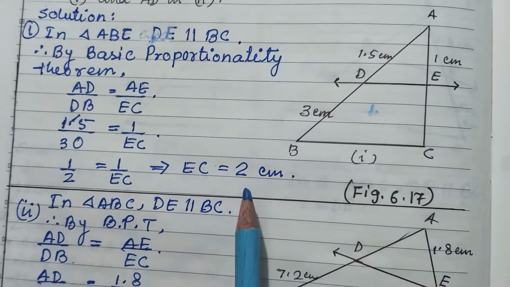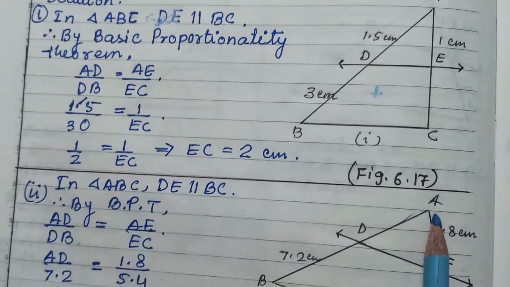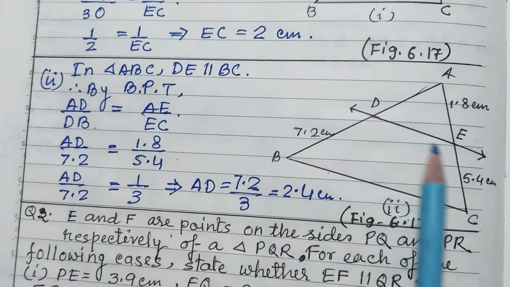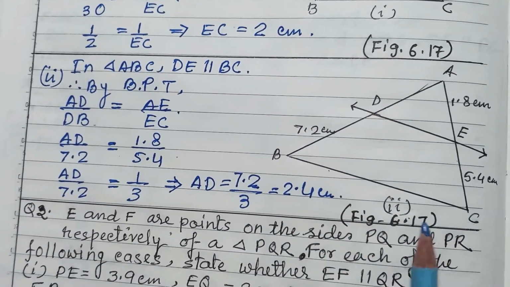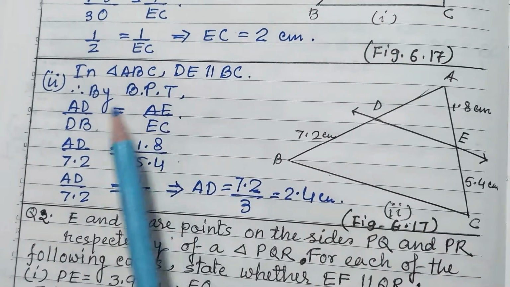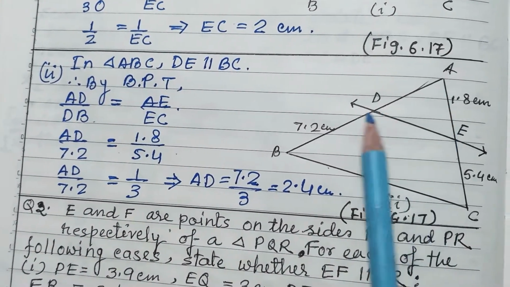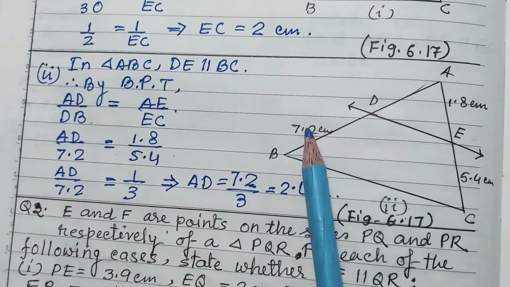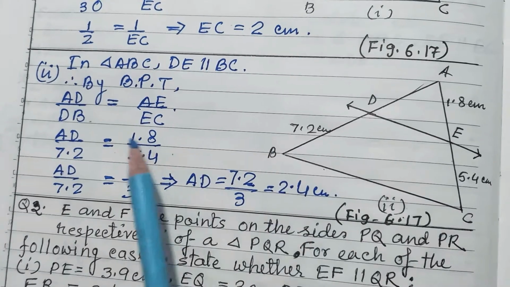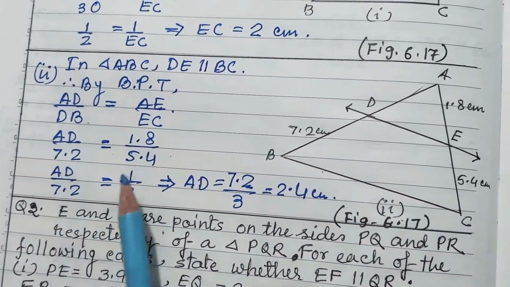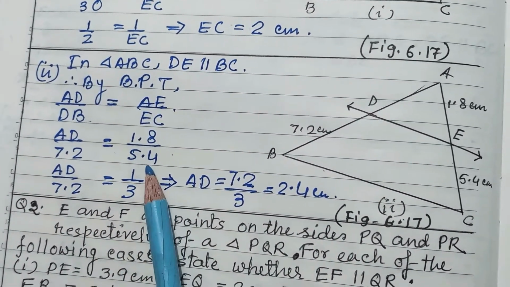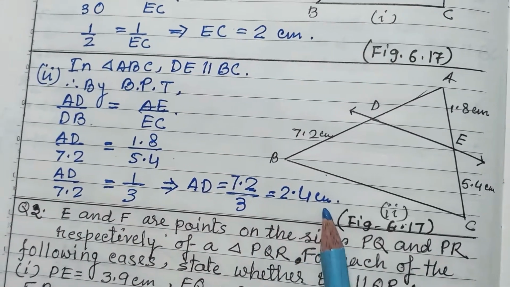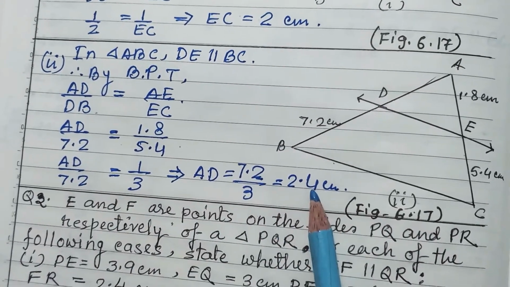Next question is in triangle ABC, DE is parallel to BC. Now by basic proportionality theorem, AD upon DB is equal to AE upon EC. Now again substitute the values as given. AD is equal to 1 upon 3 into 7.2, which is 2.4 centimeter. So AD is equal to 2.4 centimeter.